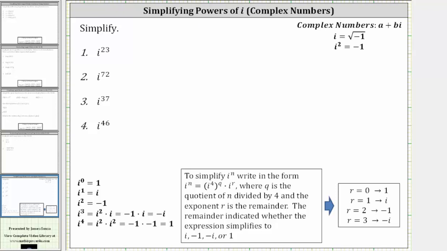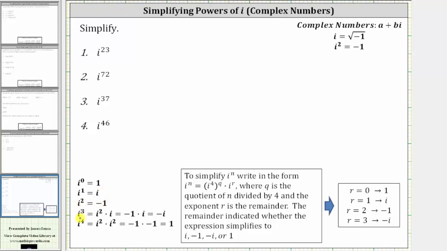We want to simplify the given powers of i. Before we do this, let's look at some powers of i, starting with i raised to the power of 0. We know from our exponent rules, i to the 0 is equal to 1. Next, i to the first is equal to i. By definition, we know i squared is equal to negative 1.